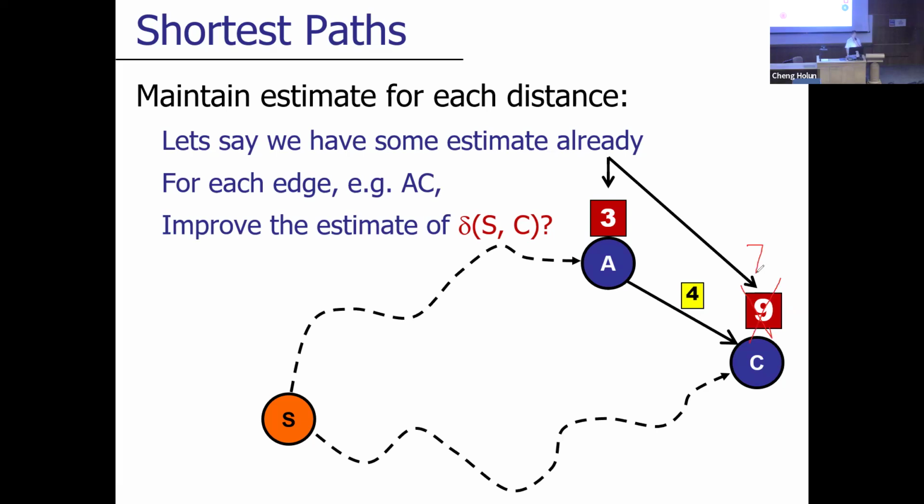That is called relaxation. Of course, there's a chance that this is not 4, maybe this is not 6. This is 7. So 3 plus 7 become 10. That means if I go from here and then go from here, I need 10 minutes or $10, which is worse than the original 9. So I don't update C. So this is what we call relaxation.